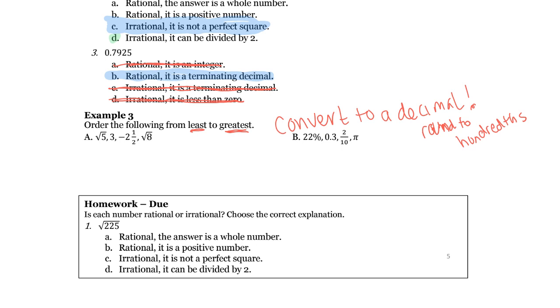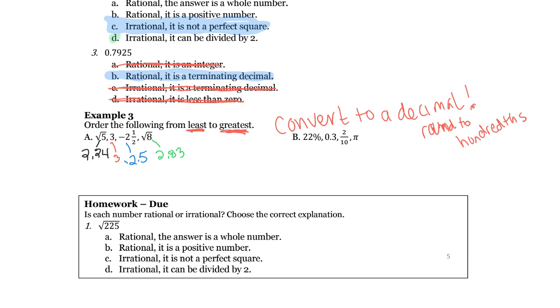So in your calculator, type the square root of 5 and the square root of 8 and what 2.5 is. So the square root of 5 is 2.24. 3 just stays 3. Negative 2.5 stays negative 2.5. And then we have the square root of 8. The square root of 8 is 2.83.